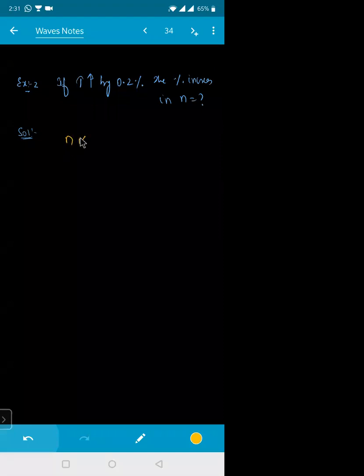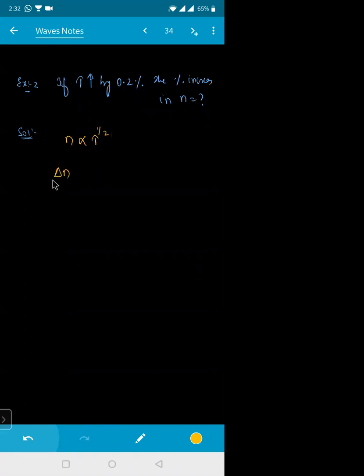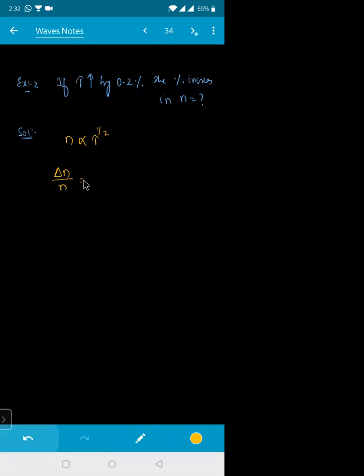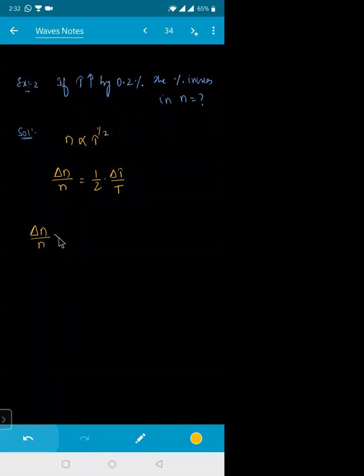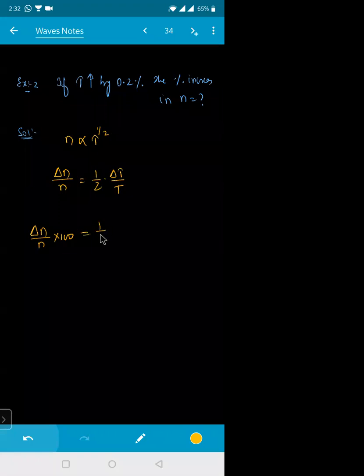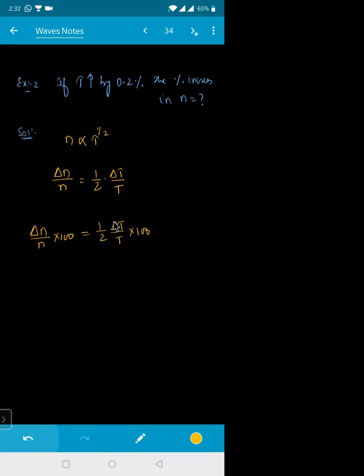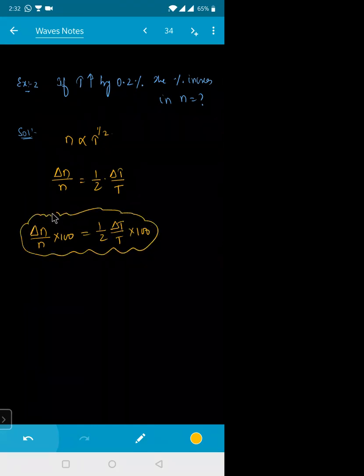See, we know that N is directly proportional to T to the power of 1 by 2. If I'm using the error concept, delta N by N will be equal to 1 by 2 into delta T by T. In percentage, delta N by N into 100 is equal to half into delta T by T into 100. Is it clear? Yes, sir. Okay, so you can use this formula to do such type of problems if the percentages are very much lesser than 10%, like 2% or 3%. Clear for everyone? Yes, sir.